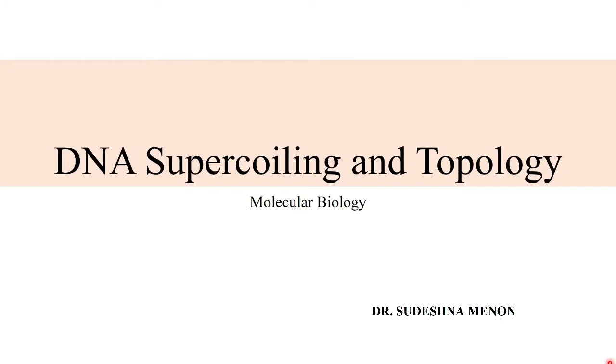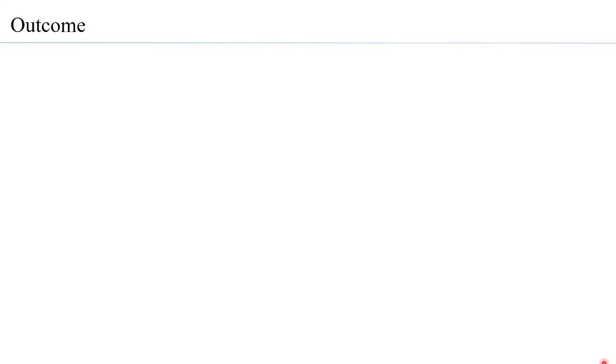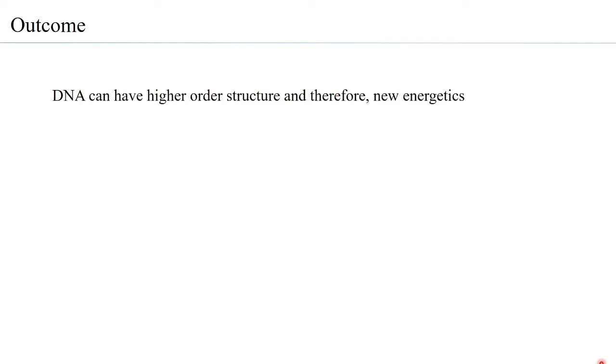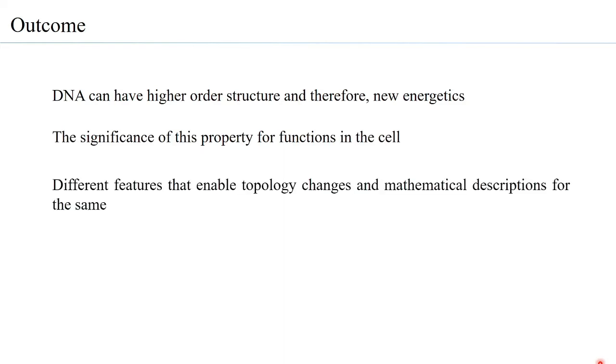DNA supercoiling and topology, a higher order structure that the DNA is able to take up. The outcome of this topic is that we can know that DNA can have higher order structures, and therefore depending on the higher order structure that is formed, there will be new energetics involved. We will be able to understand the significance of this property for the functions in the cell.